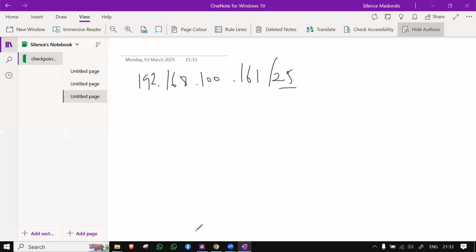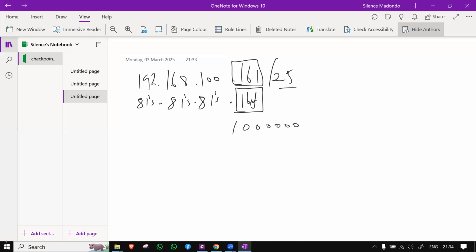So you look at this number. It basically means we have 255, all ones here. 8 ones, 8 ones, 8 ones here, making a total of 24. Then only 1 bit here is used for the network portion. What does that represent for the network? It represents 128, meaning 128 is our network ID. Therefore, 161 is a host ID.